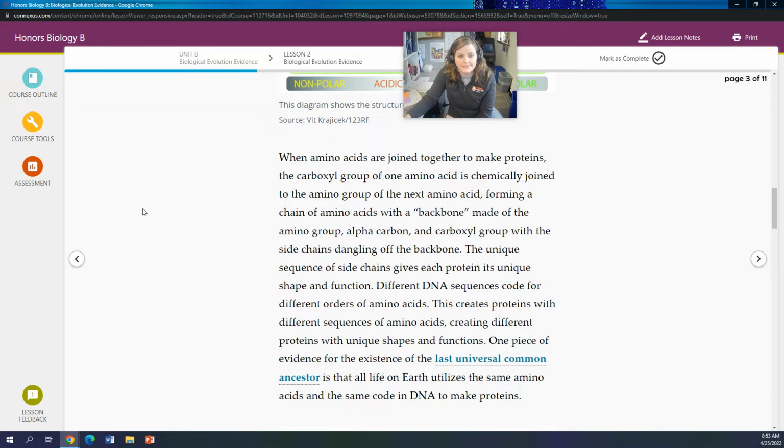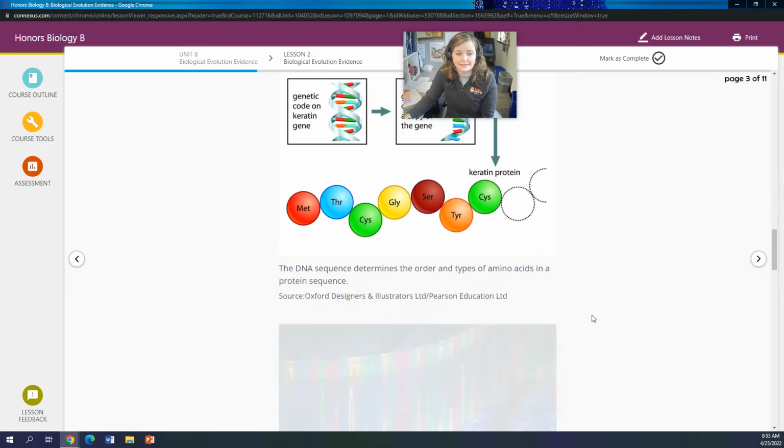When you put amino acids together, they make proteins, and different sequences code for different orders of amino acids, which creates different proteins. So again, this process is the same, and so we can see that this process to make proteins is the same for all living things as well, and that's also evidence of having a common ancestor.